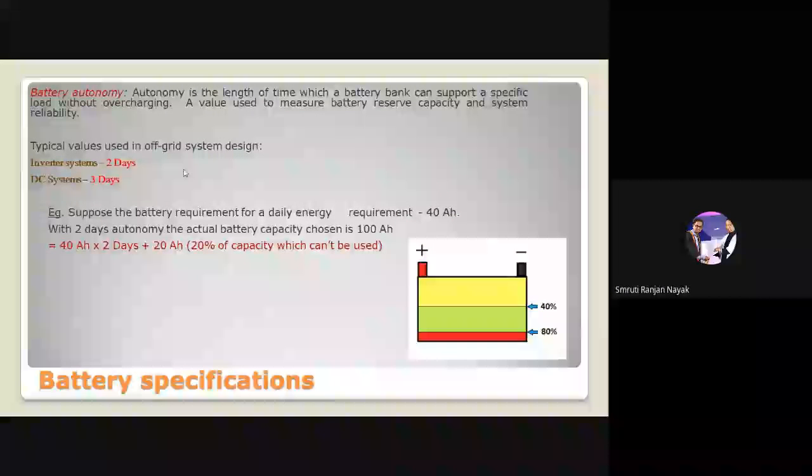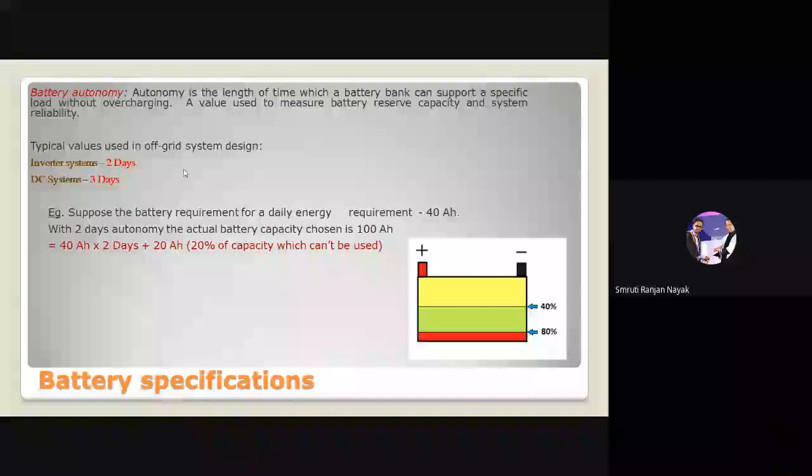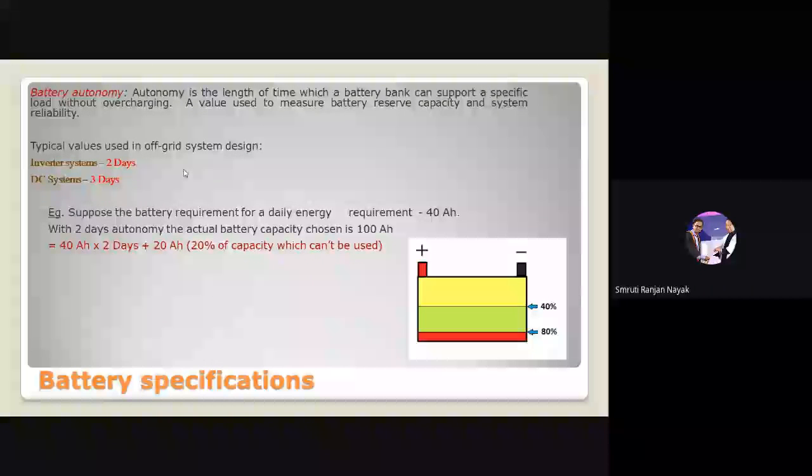Here is another thing, battery autonomy. Autonomy means the backup time: how many days, how much time it is going to back up. Autonomy is the length of time for which a battery bank can support a specific load without overcharging. It is the value used to measure battery reserve capacity and system reliability. In off-grid system design, it is 2 days for an inverter system and 3 days for a DC system. I will explain that later.